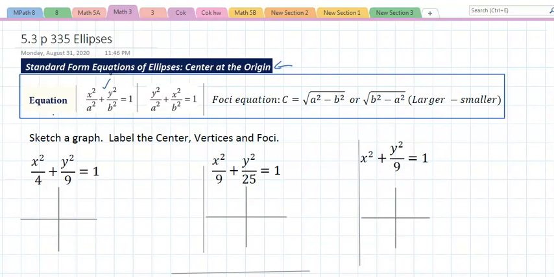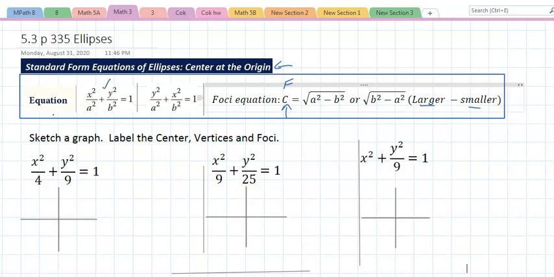The foci would be, they call them C in this section. I'd rather call them F, but they call them C. And that's the square root of a squared minus b squared, or b squared minus a squared. And the easiest way to remember, take the larger minus the smaller. Now there are a few things that they want: vertices, foci, co-vertices, major, minor. I'm just going to point those out as we move along.